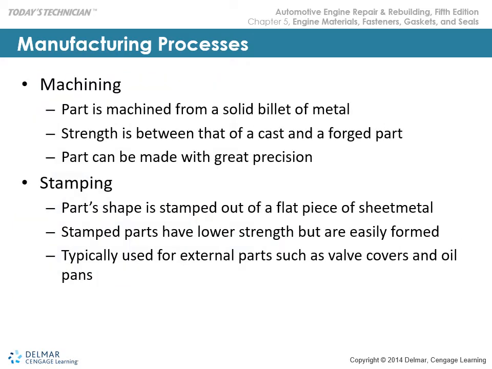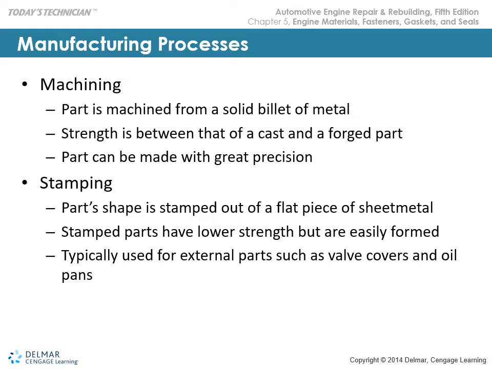Machining from solid billet. It's in strength between the cast and the forged part. It's in between, but machining can also be made to extremely close tolerances today, utilizing today's machining centers that have very precise measurement and guidance and controllers for the machine tools.